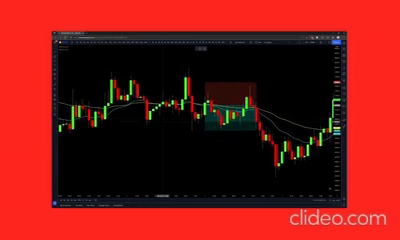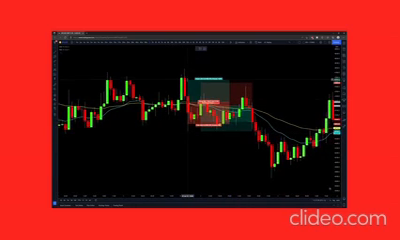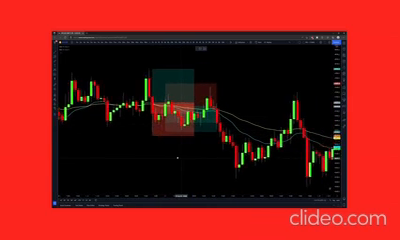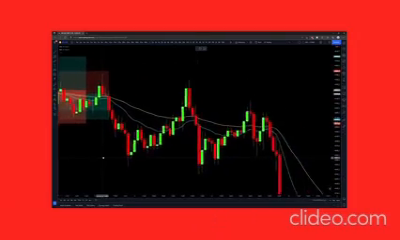Here's a loss, so we see a cross to the upside right here. And then we would be buying at the 20 and targeting the highs before the pullback. So this one ends up being a loss. So there we are. Those are some examples.